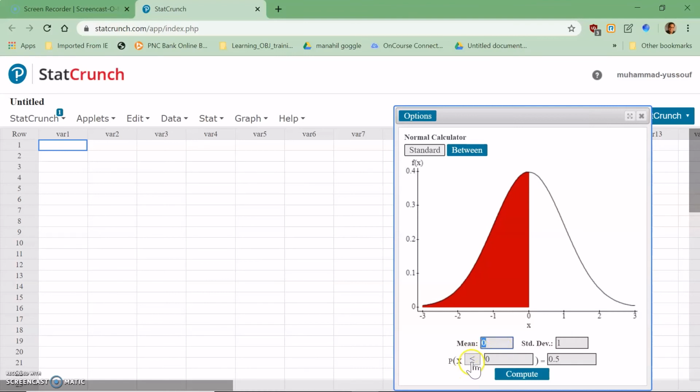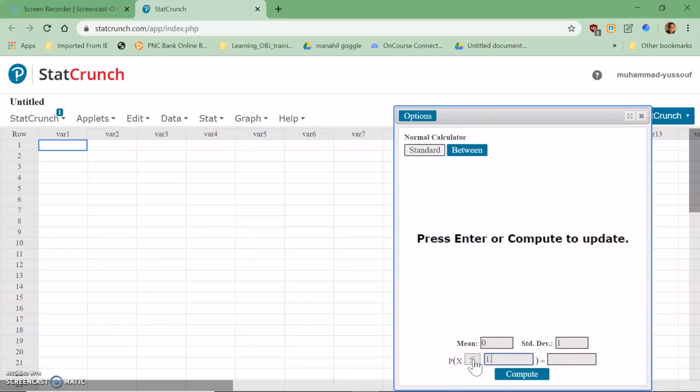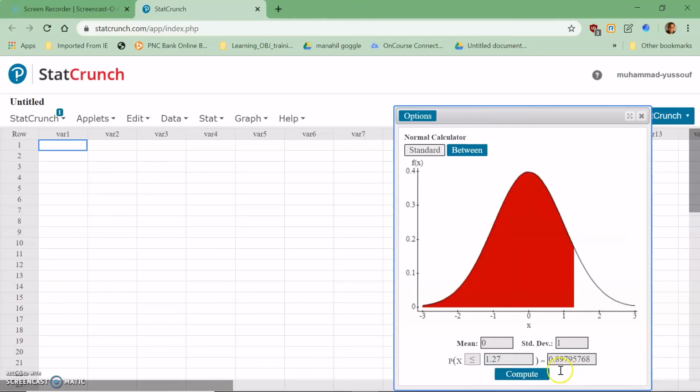And what we are looking for is the probability when z, here it is x, but when we have a standard normal curve, the x value and the z value coincide, right? This x value will be the same as the z value. So we are looking for z less than 1.27, right? Less than 1.27. We're going to hit Compute, and you will see the answer comes to 0.8979. When you round it to 4 decimal places, it is 0.8980.